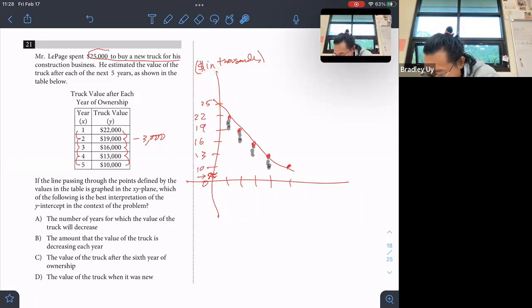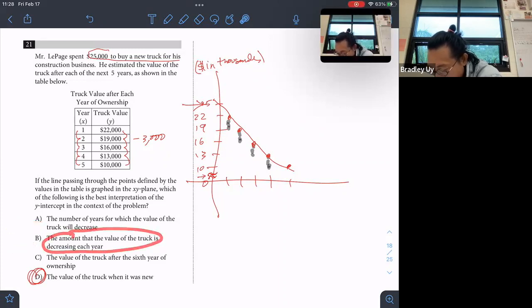So the following is the best interpretation of the y-intercept. That will be the value of the truck when it was new. Okay, just FYI, A, the number of years which value will decrease, that's a bunch of years. B, the amount of value that the truck is decreasing each year, this would be, you guessed it, the slope, how much it's decreasing each year, which is 3,000. Okay, good.